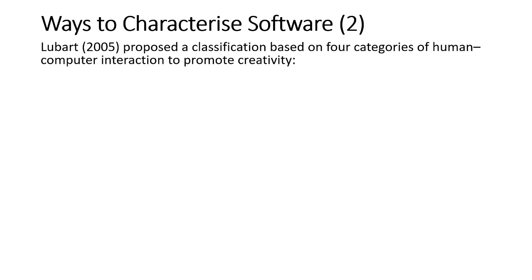characterizes ways in which software can be designed to assist in the creativity process. So one highly influential paper is the one published in 2005 by Lubart. So Lubart proposed a classification of 4 categories of human-computer interaction to promote creativity.